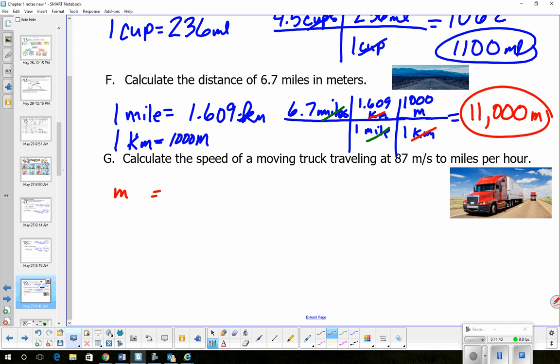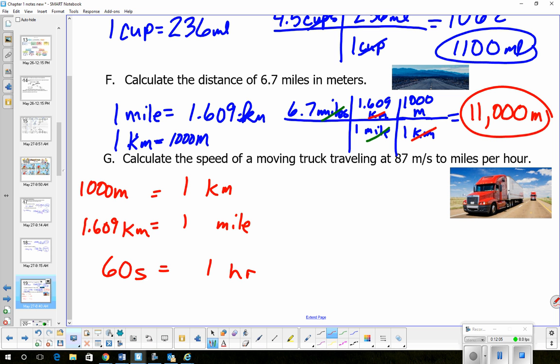Meters to kilometers. Kilometers to miles. And seconds to hour. Okay, so 1.609 kilometers to 1 mile. And seconds, 60 seconds equals 1 hour, right? Those are the ones I need.